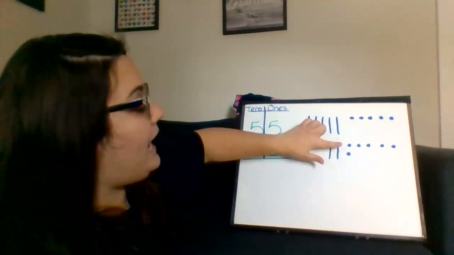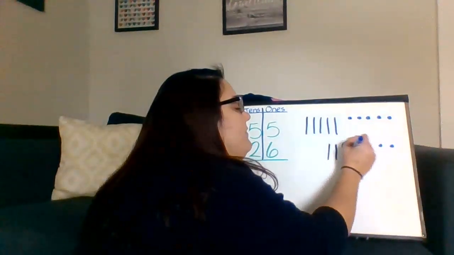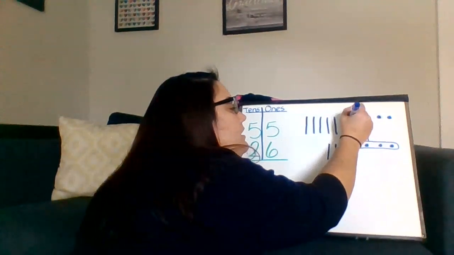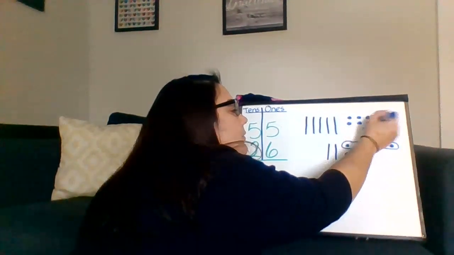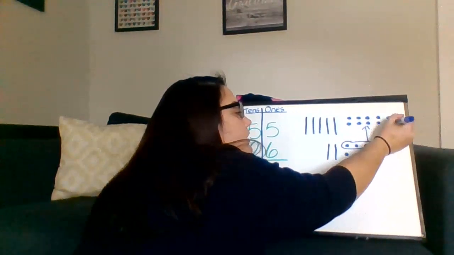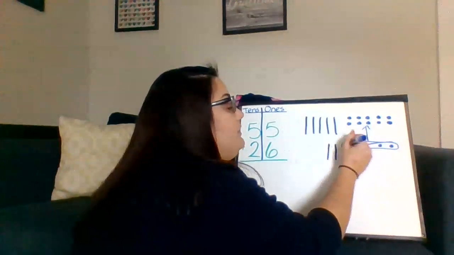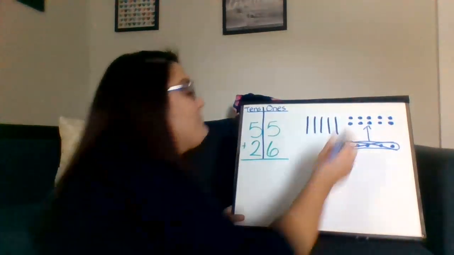So what I'm going to do is turn this 5 into a 10. I'm going to take these 5 ones at the top here and move them here. 1, 2, 3, 4, 5. Because I used these, I'm going to cross it off. Now I have a group of 10.